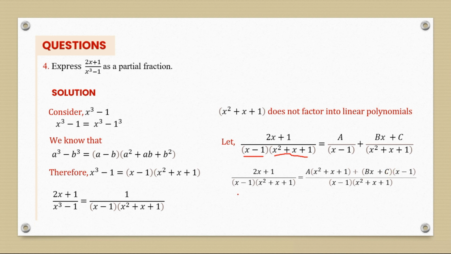So next we're going to cancel out the denominators, and we're left with that. Now this is an easy one. We can eliminate b and c, and first find the value of a. So how do we do that? We can make x equal to 1, because if x is 1, then 1 minus 1 is 0, 0 times this cancels, and we find the value of a.